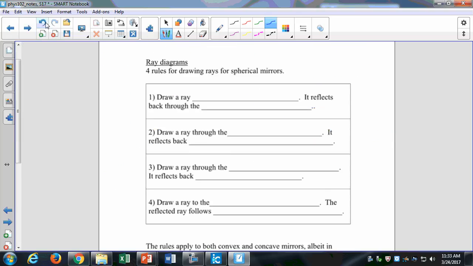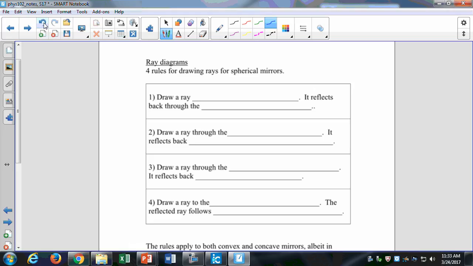Start on ray diagrams. We'll finish them up on Monday. Oh wait, no, what's today? Today's Friday. Yeah, we'll finish them up on Monday. So draw a ray. There are 4 rules for drawing rays. And you're not going to have to draw rays on the test, but I'll give you some questions with some correctly or incorrectly drawn rays, and you'll have to tell me which is correct or incorrect. So you draw a ray.